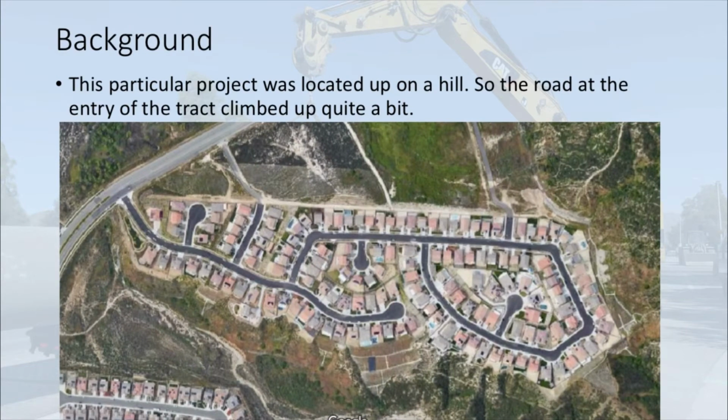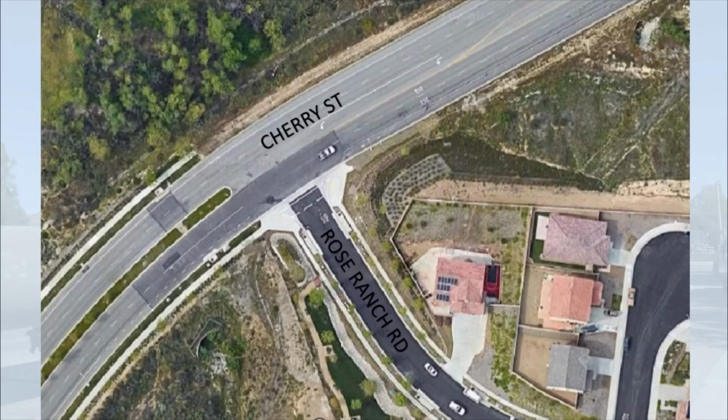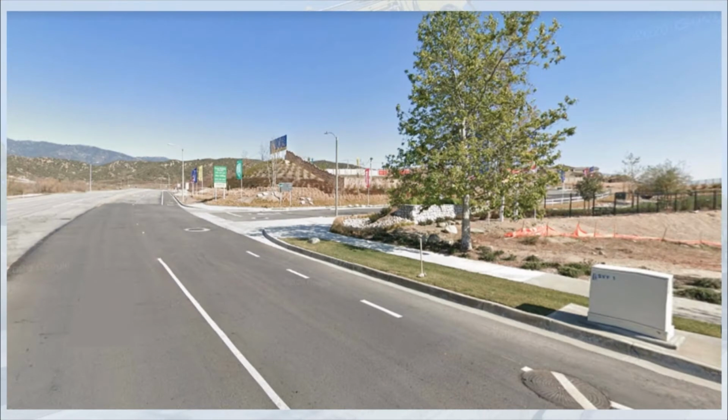This particular project that I'm referring to was located up on a hill, so the entry of the tract climbed up quite a bit. So if we zoom in and look at the entrance here, and I also want to get a POV perspective, from Cherry Street looking at the tract entrance, let's move in there and take a look at that entrance. You can see that it actually rises up quite a bit. And keep that in mind because that's going to come back into play as we continue to analyze this a little bit later.